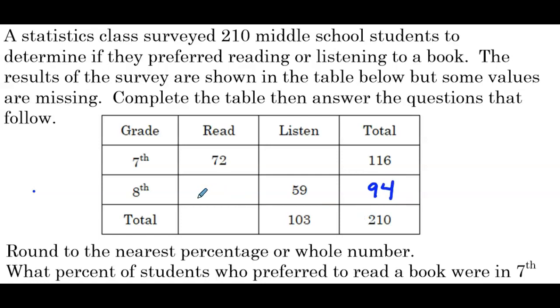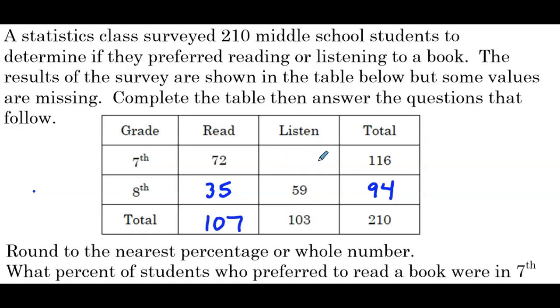Okay, and then we can go across here. The number of 8th graders that prefer to read a book plus the number that prefer to listen, which is 59, has to be equal to 94. So we can do 94 minus 59. So we don't need a calculator for that one. That's going to be 35. Okay, and then we can add down to get the total number of students that prefer to read. So that would be 107.